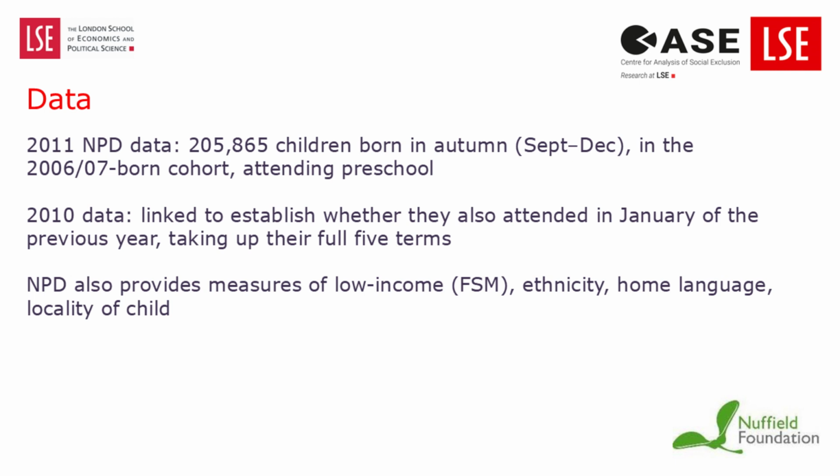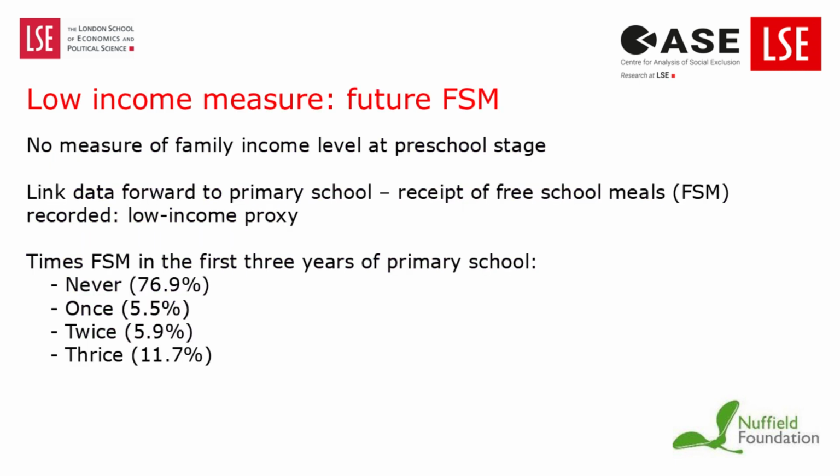And in the MPD, as I've said, we also have information on a proxy for low income, children's ethnicity, their language, and the locality of the child. Now, we have a slight problem with the preschool data in the MPD, because in preschool, most children don't get free school meals. So we don't have the income proxy. So what we do is we link forward to the children's records in the first 3 years of primary school, and we see whether they get free school meals once they're in primary school.